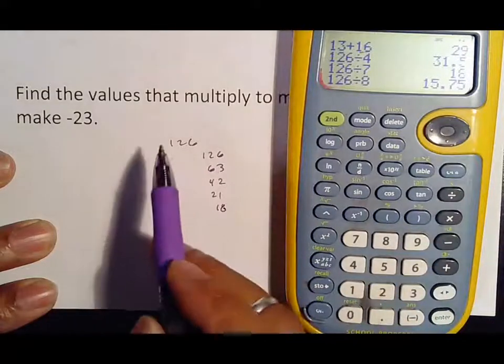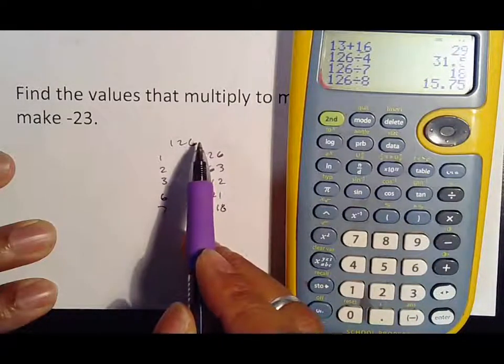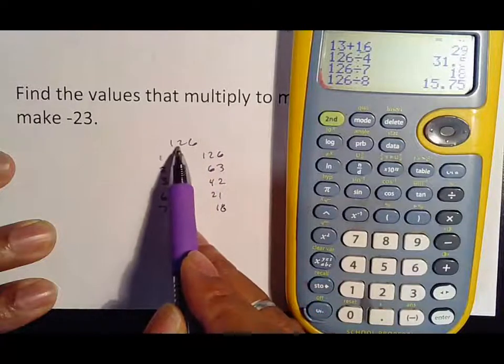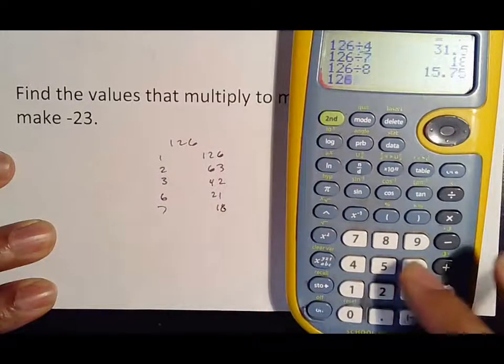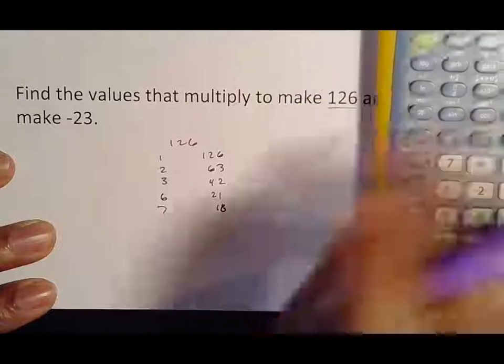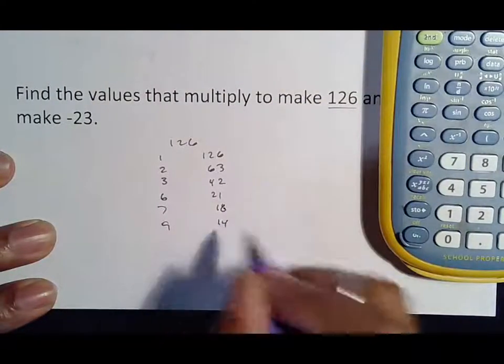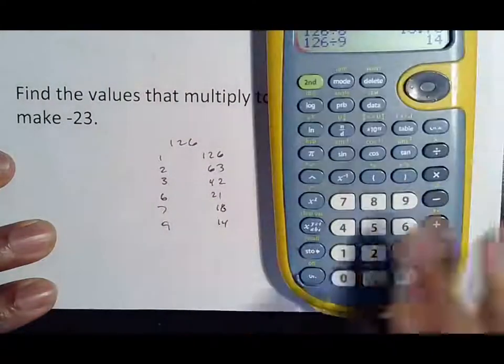9. The rule for 9 is if the digits add up to something divisible by 9, you can divide it by 9. 1 plus 2 is 3, 3 plus 6 is 9, which means 9 should go into it. 9 and 14. 10, I'm pretty sure, does not. 11.